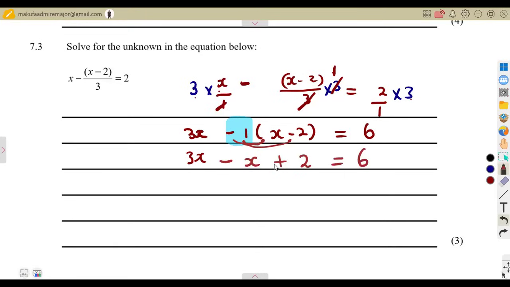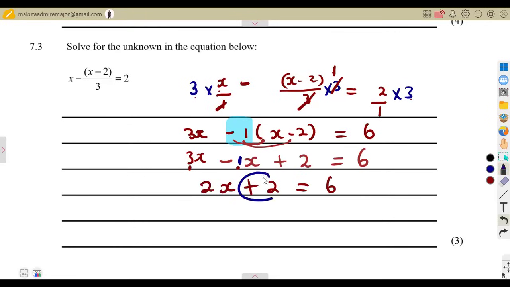So 3x minus x means we are subtracting. There is a negative 1 there, so it's 3 minus 1, which is 2x. But there is a plus 2, which we still have, equal to 6.